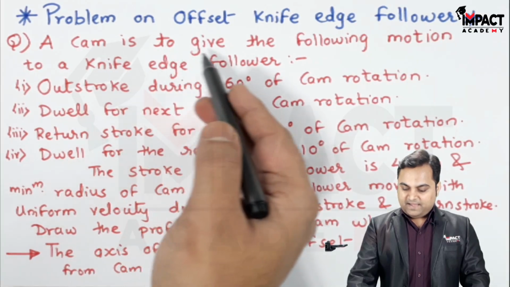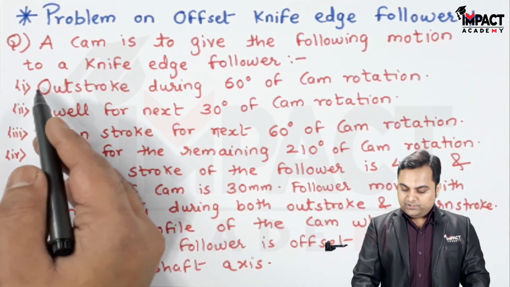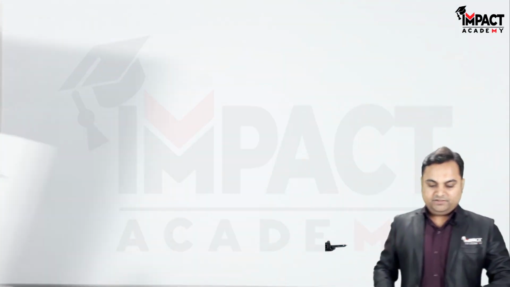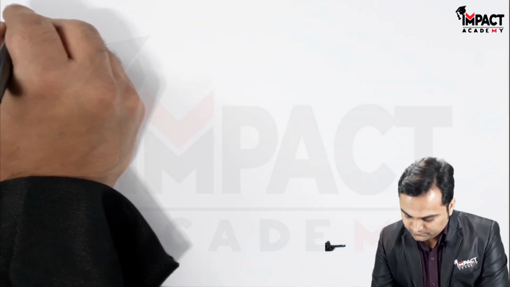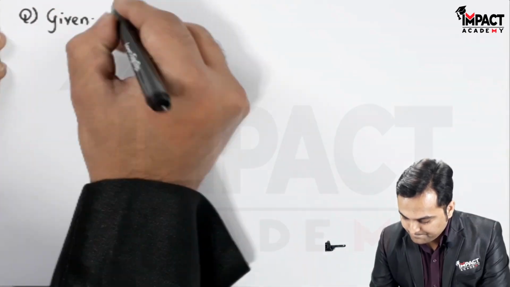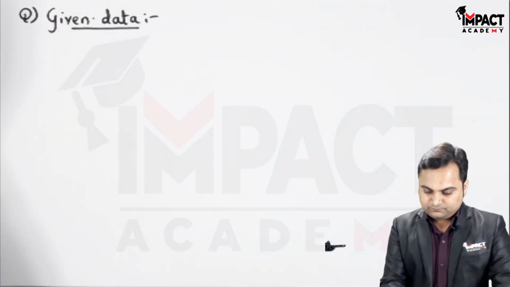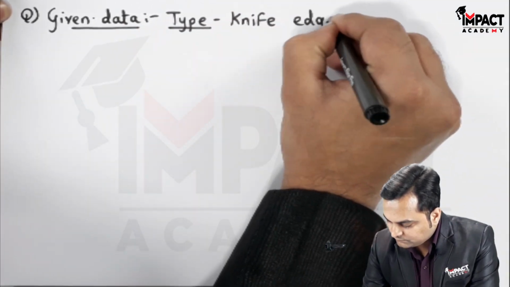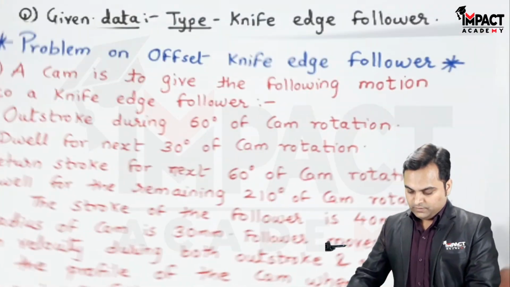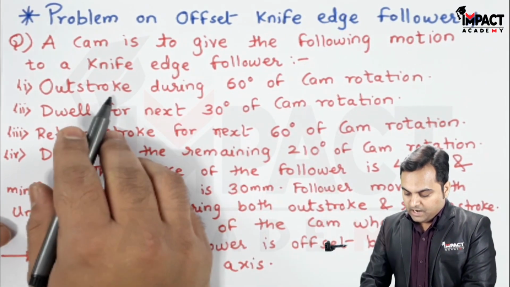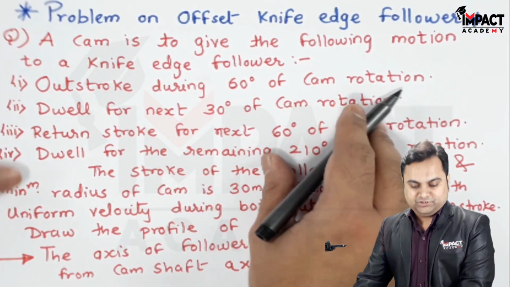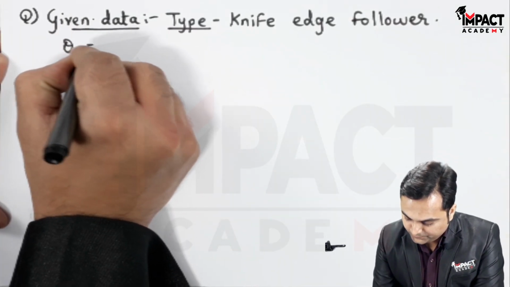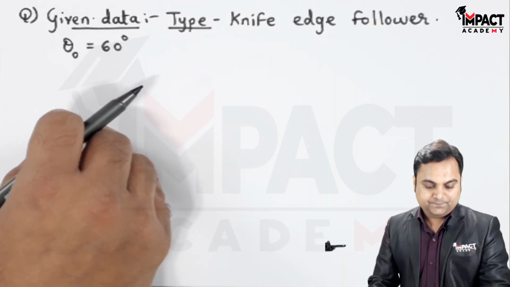It is given a cam is to give the follower motion to a knife edge follower. So the type of follower is given, I'll just mention it in the data. Then it is given outstroke during 60 degree of cam rotation. So outstroke is denoted by theta 0. It is 60 degree.